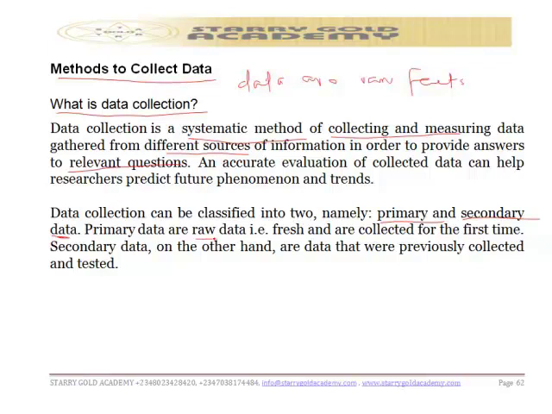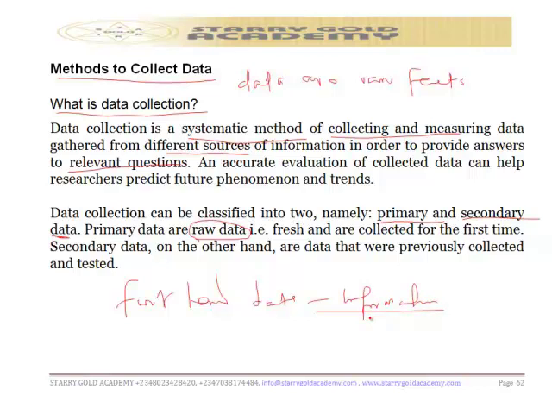Now we are talking of primary data. Primary data are raw data, which is fresh, and these are collected for the first time. It is the researcher him or herself that collected this data. We call it first-hand data or information. So that is what we mean by primary data.